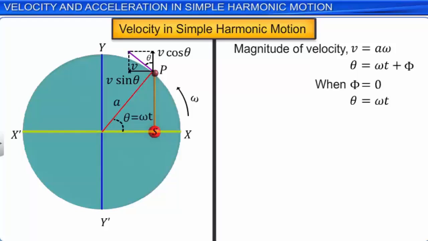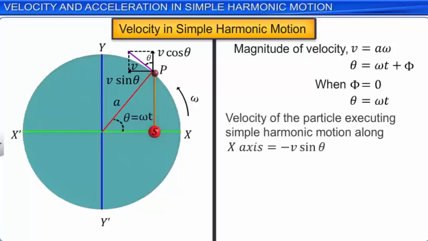Velocity of a particle in simple harmonic motion is equal to minus v sin theta. The negative sign is due to the direction of the velocity at that instant, which is opposite to that of the positive x-axis. If the particle has an initial phase phi, the velocity of simple harmonic motion can be written as minus v sin(omega t plus phi), or minus a omega sin(omega t plus phi).